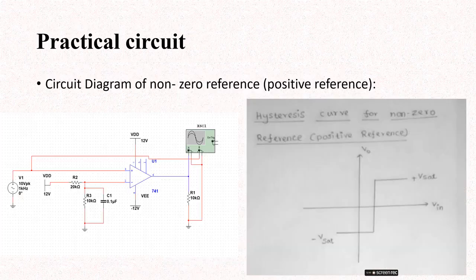Now observe the practical circuit. This is the practical Multisim circuit I used in our demonstration, and the hysteresis curve for the non-zero, positive reference. The change is to apply the input signal to the non-inverting terminal and apply the reference voltage to the negative terminal. The reference voltage is plus 12 volt.